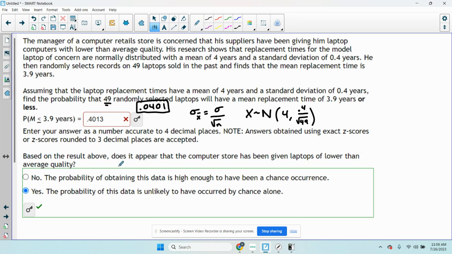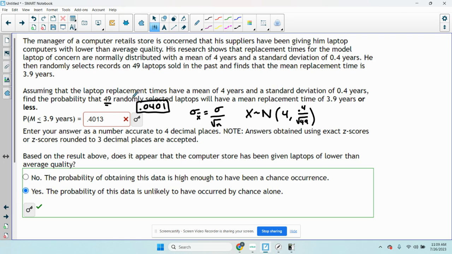So this says, based on the results above, does it appear that the computer store has been given laptops of lower than average quality? Well, what this means is they were given laptops that had an average replacement time of 3.9 years. The chances of that just happening randomly is less than 5%. It's a little over 4%, 0.04. So the chances of that happening randomly are so small that it's almost guaranteed that it wasn't random and that they were given faulty laptops.